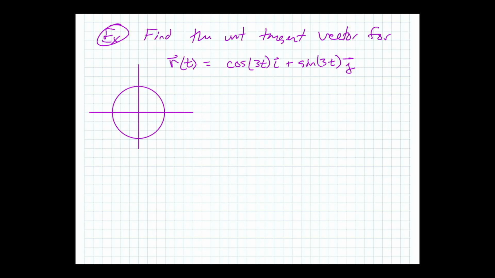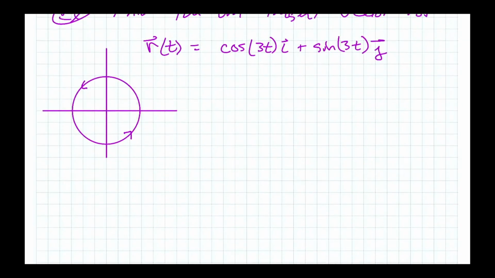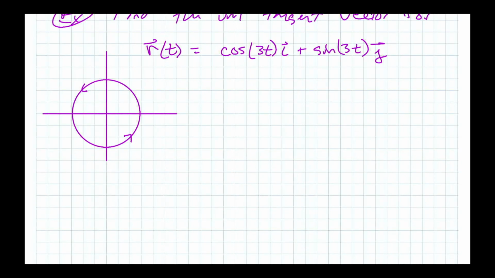You should kind of remember that cosine i plus sine j is how you parameterize a circle. And the 3 that we put in here just makes it go around 3 times as fast. But that doesn't matter, how many times it goes around doesn't matter. So here's r. If you want T, the unit tangent vector, you need to find r prime.